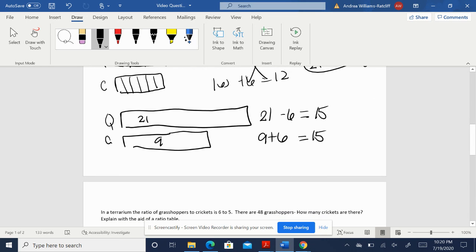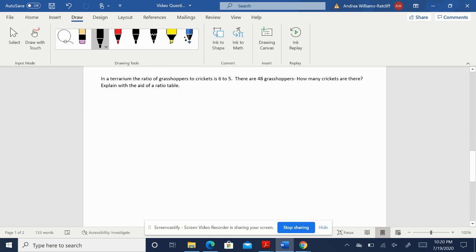Okay. So, last one here, we have in a terrarium, the ratio of grasshoppers to crickets is 6-5. Okay, so it's grasshoppers to crickets. Does that mean that there's 6 grasshoppers and 5 crickets? No. It means that no matter how we compare that ratio, it can always simplify to 6-5. It could be 6-5, it just doesn't have to be. And in fact, when we read on to the next line, it tells us specifically we know they're not. We know there actually are 48 grasshoppers. So what we want to know is how many crickets there are, and we want to do that with the aid of the ratio table.